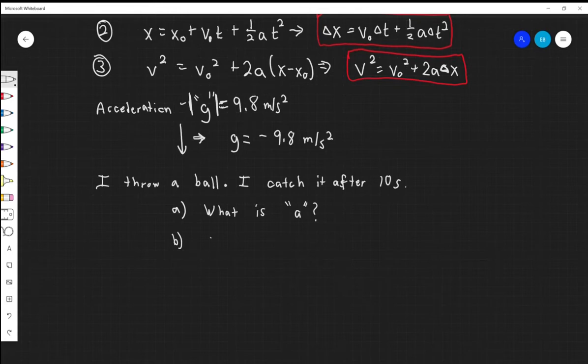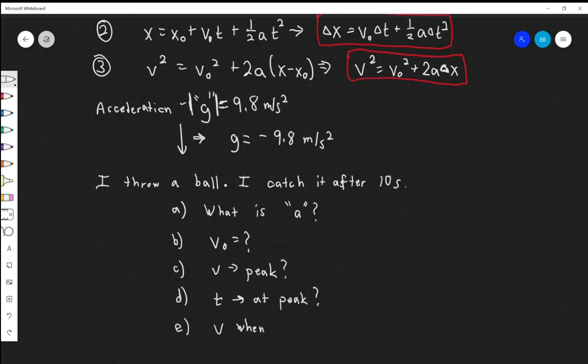I also want to know, what's the initial velocity? What's the velocity I threw this ball up at? I want to know, what is the velocity at the peak when it reaches its highest point? I want to know, what is t at the peak height? How long does it take for this to get up to its highest point? And then finally, I want to know, what is v when I catch it after 10 seconds?